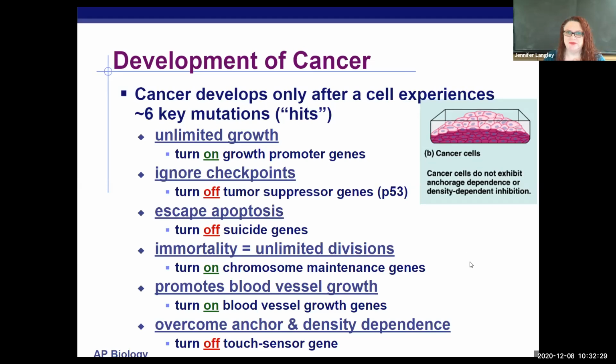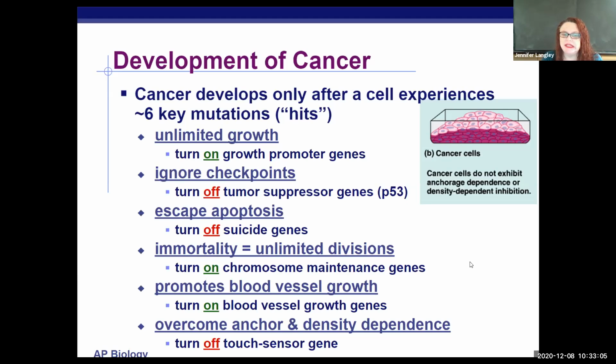Now, development of cancer. Cancer develops only after a cell experiences about 6 mutation hits. So these are different types of mutation hits, and once it hits about 6 of these, it can't fight it anymore and cancer develops. So we can have unlimited growth. We turn on the promoter gene. We can ignore the checkpoint. We turn off P53. We escape apoptosis, so the suicide gene is turned off.